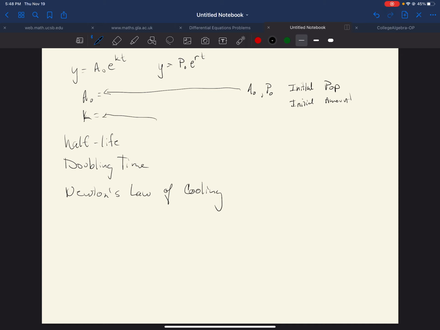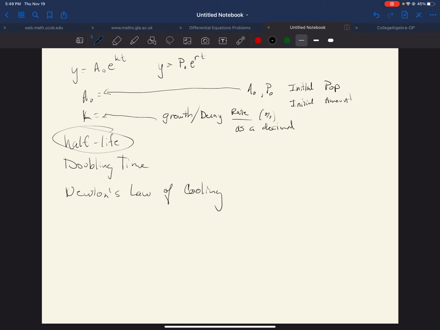And k is a growth rate. I'm going to say growth or decay rate. And a rate is a percent, but we use it as a decimal. And it's not the actual percent. It's more of the annual percent. So I'll talk about that when it comes there.